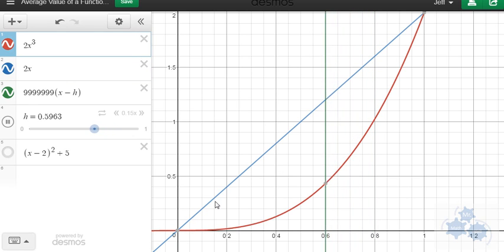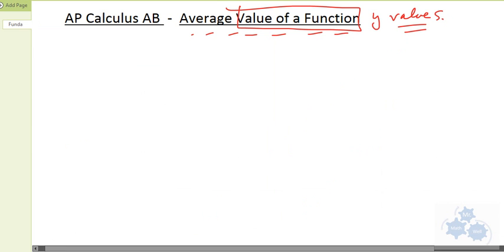Okay, now that's a lot of time developing what the average value of the function actually means, and I intended to do that. Because I want you to see that over an interval, if the function is not linear, it's going to literally spend more time at certain y values than others. Think about that. Now, how do we actually calculate this?